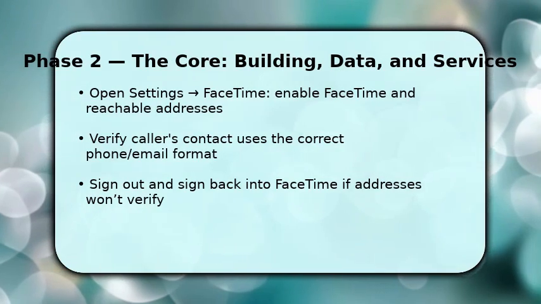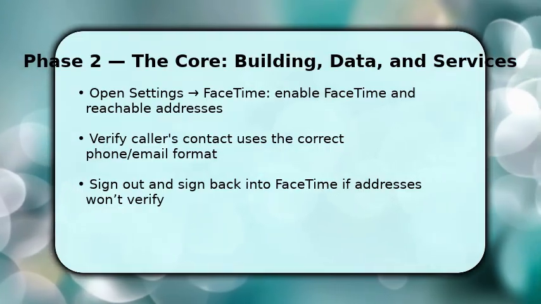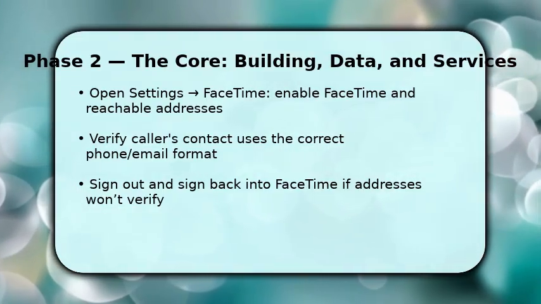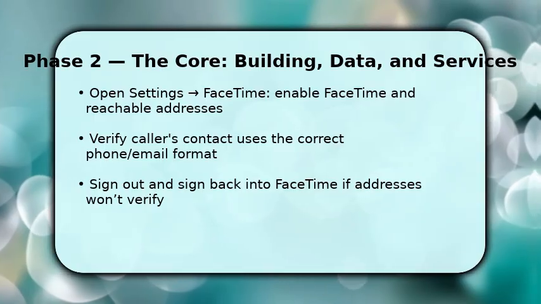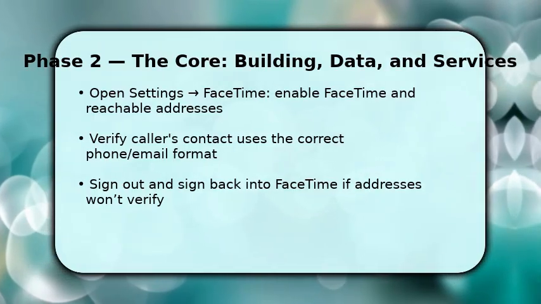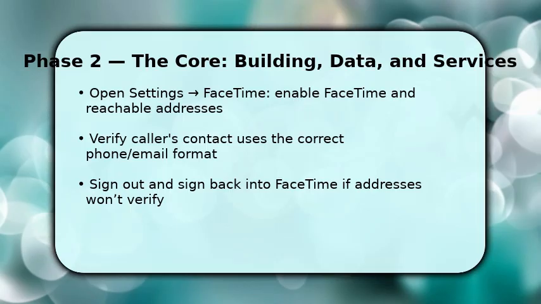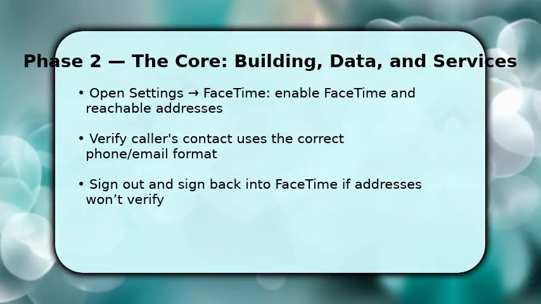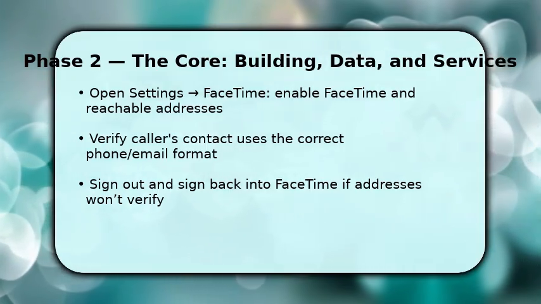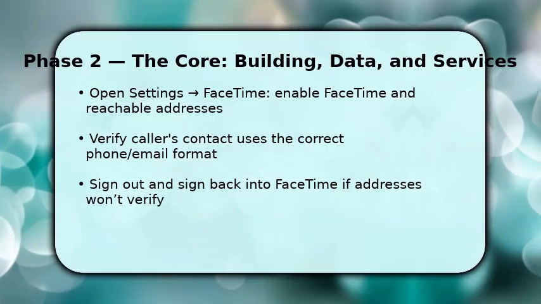Next, you dive into Settings. Open Settings, tap FaceTime, and confirm FaceTime is enabled and that the correct phone numbers and emails are listed as reachable. If a call still fails, check the recipient's contact entry for correct formatting, include country code when needed, because mismatched addresses cause ringing failures.